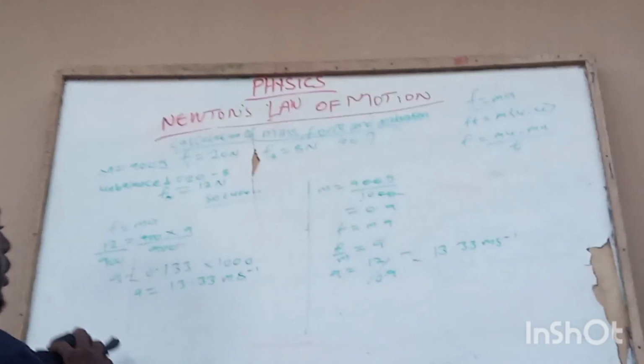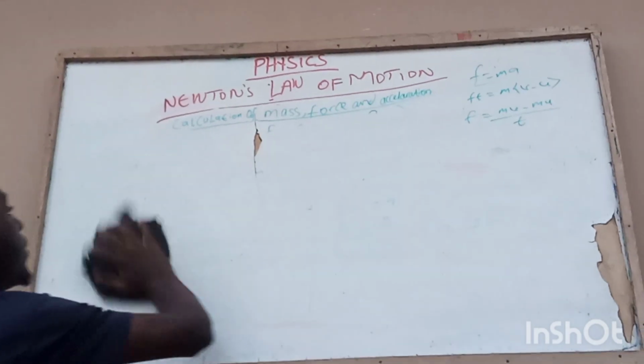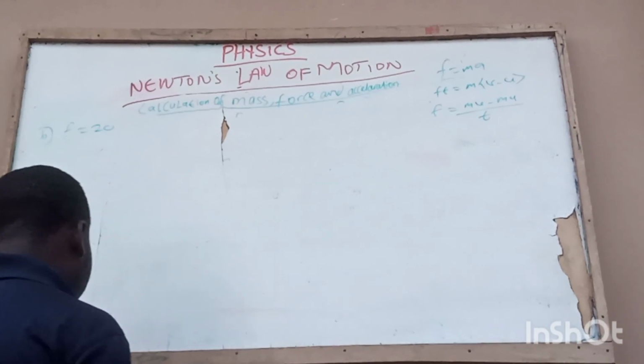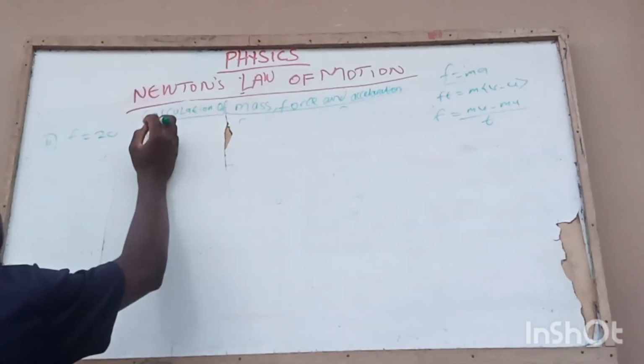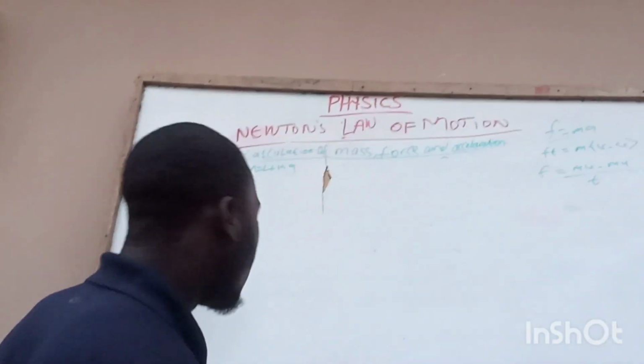So for the second question, we have an unbalanced force of 20 Newton. Our F is 20, acting on a 4 kilogram mass. Our mass is 4 kilogram, so it's already in kg and we don't need to divide. What is the acceleration? This one is the direct solution.